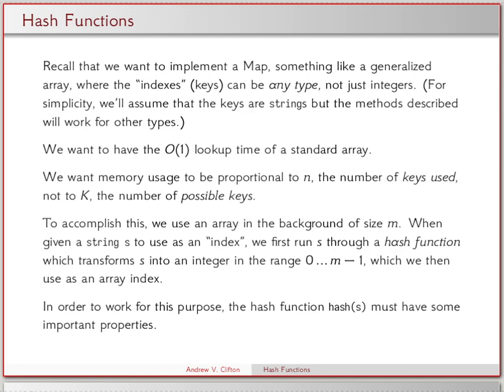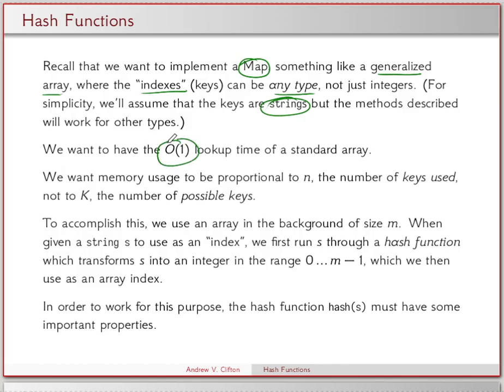Hello everybody. So what we're trying to do is implement a map abstract data type, which is like a generalized array where our indexes can be any type, not just integers. For simplicity's sake, I'm going to assume that your keys, your indexes, are strings, but the methods we'll describe will work for other things here.